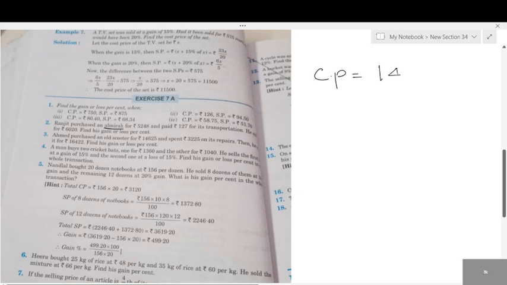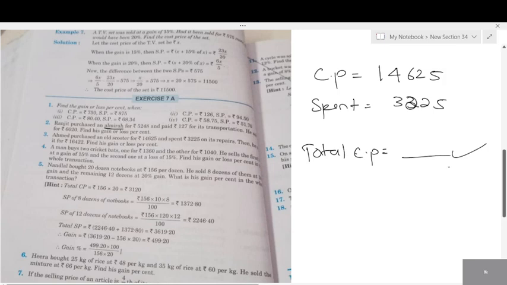14,625 and spent how much? What is this 3,225? What is that? Repair. So that becomes overhead expense, right? Extra amount. So what do you have to calculate? We need to calculate the total cost price. Fine. Okay.